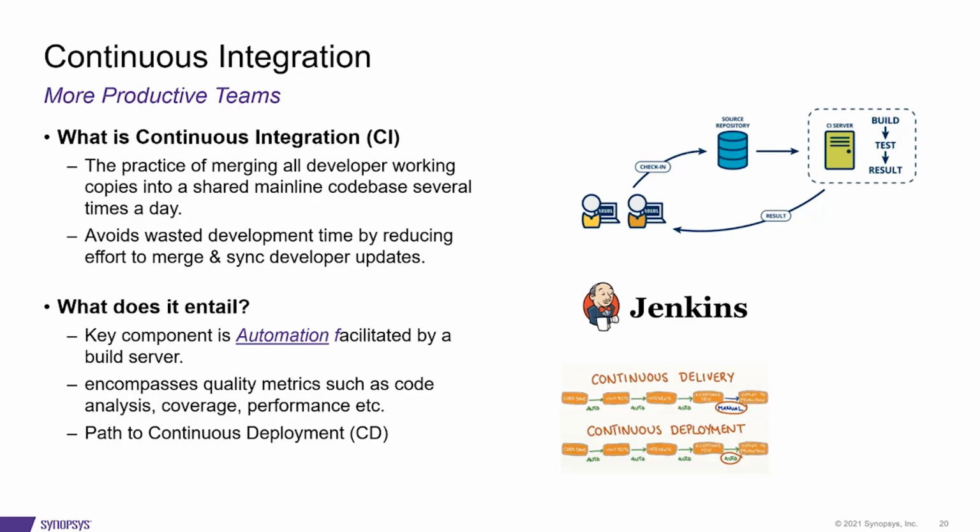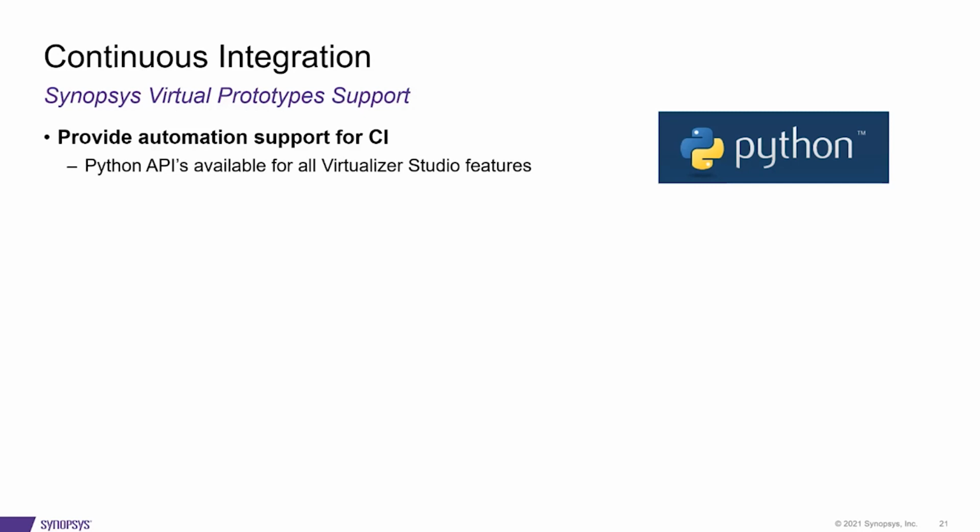For many users, CI is just a step along the way to what is known as continuous deployment. When a project has reached this stage of maturity in terms of build and test, the product should be in a constant state of being available for release to customers. So how does Virtualizer Studio support a continuous integration environment?